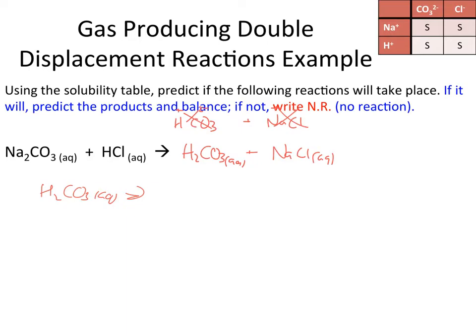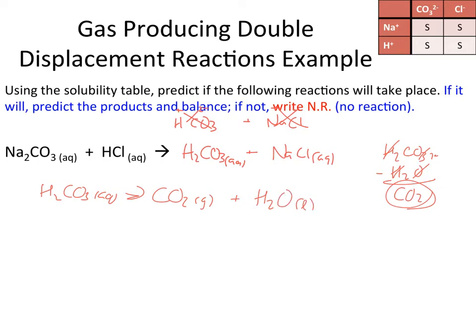Now a simple hint is if we take our H2CO3 and we subtract H2O from it, what are we left with at the end of the day? We have CO2. So if you remember to subtract an H2O from these unstable ones, you'll be able to figure out what actually comes from that. So what this decomposes into is CO2 gas and H2O liquid.